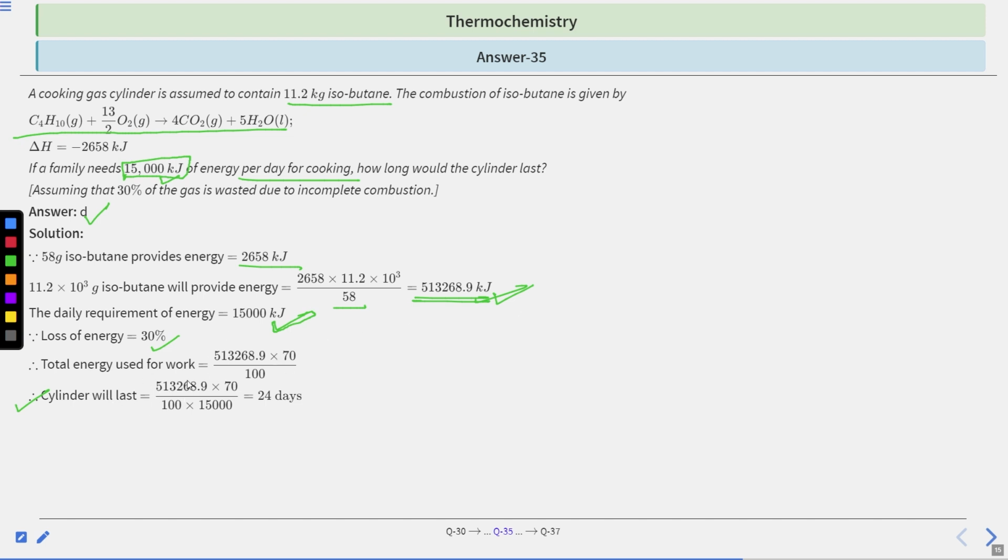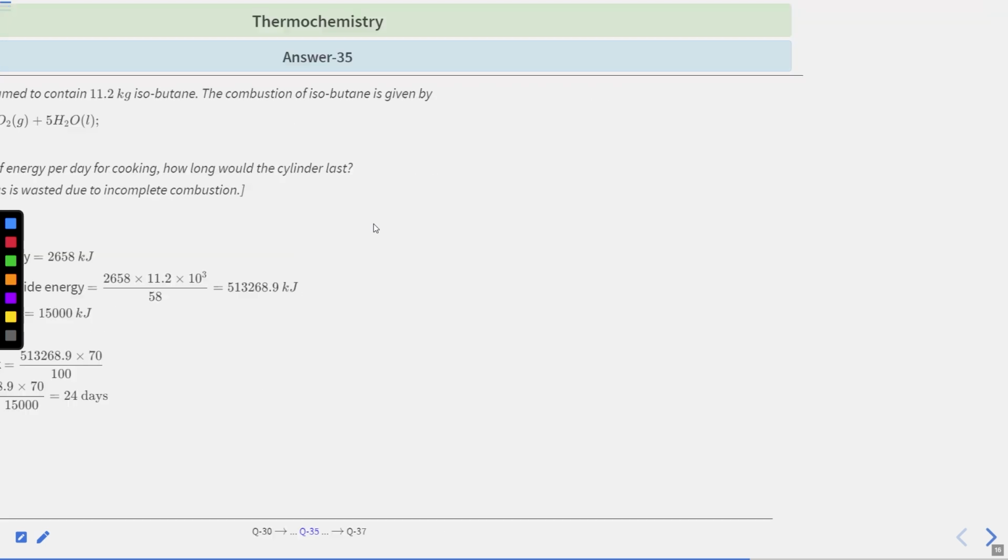So the cylinder will last for about 24 days, which comes out by taking the energy used for work and dividing it by 15,000, because one day's requirement is 15,000 and we have calculated the total energy required. So we divide them and it comes out as 24. So up to 24 days a cylinder will work for the family mentioned in the question, right? Hence option D is the correct answer. Okay, so let's move to the next question.